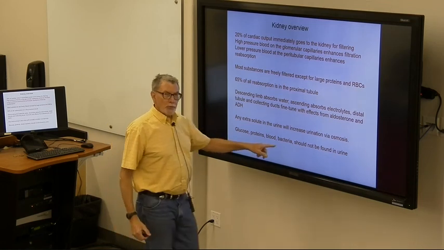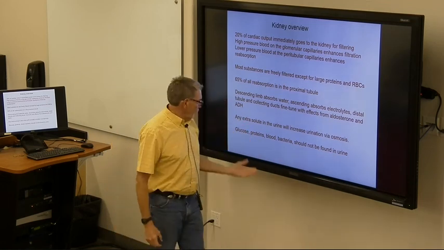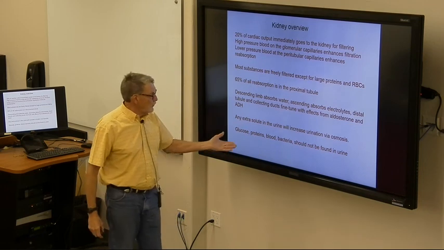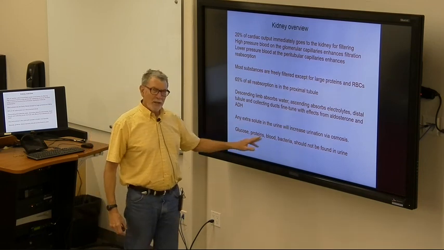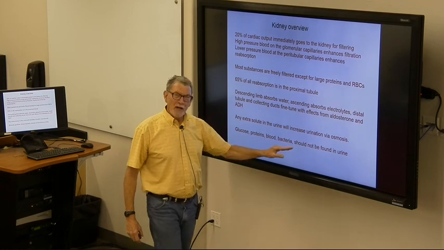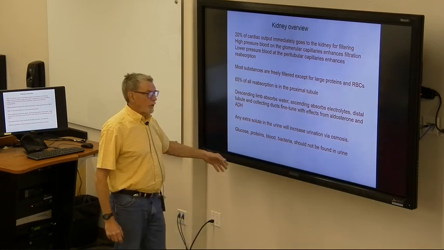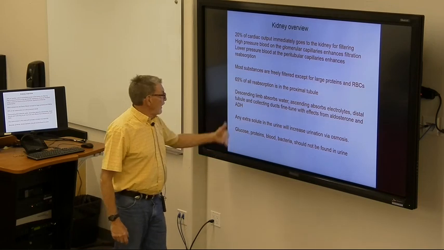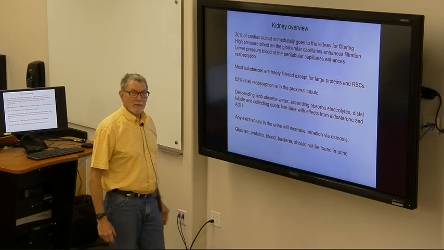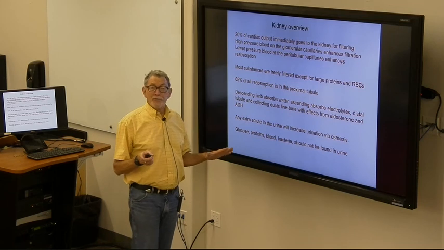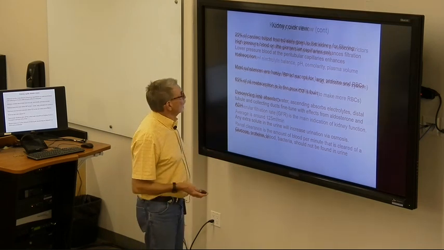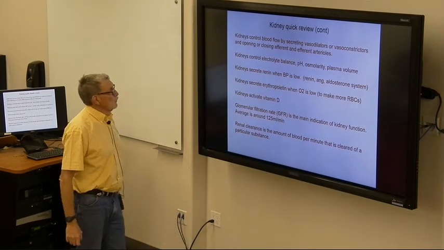You should reabsorb all of your nutrients. So things like glucose, proteins, and also blood and bacteria should not be found in the urine. If you do a urinalysis and you find glycosuria, proteinuria, hematuria, then you have some kind of a problem.